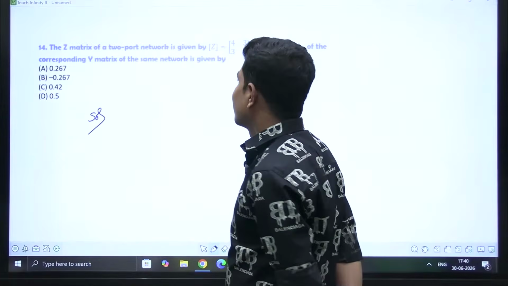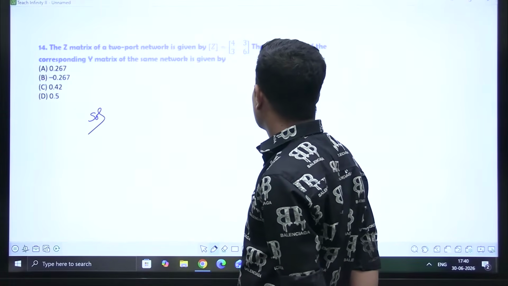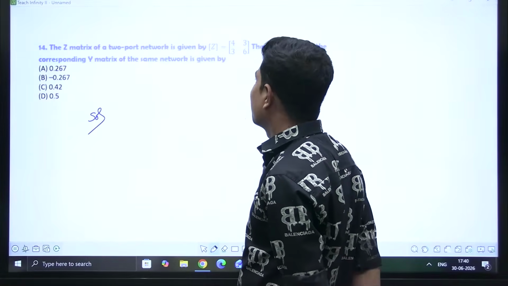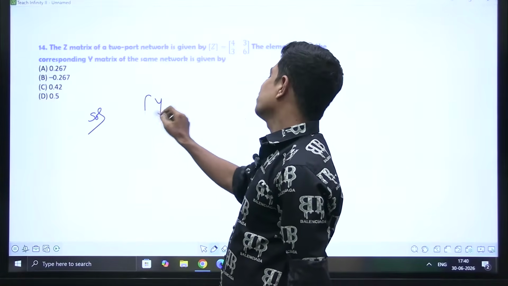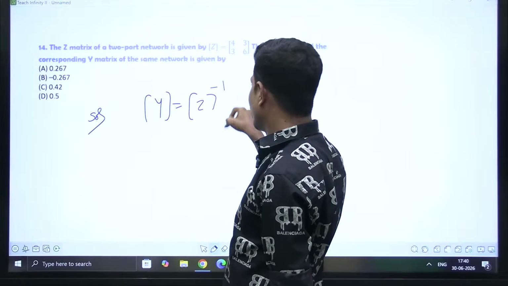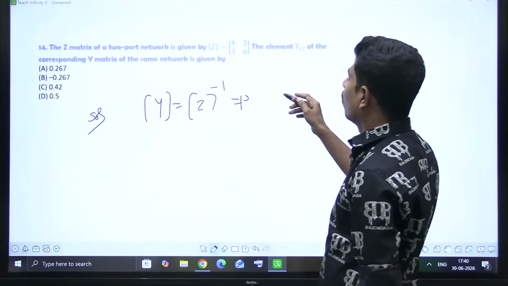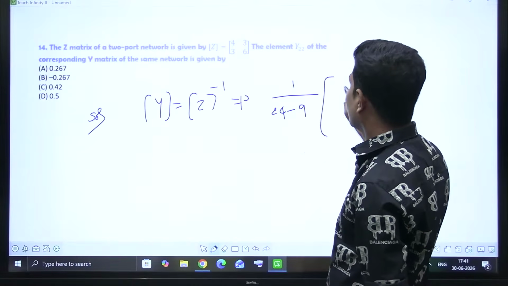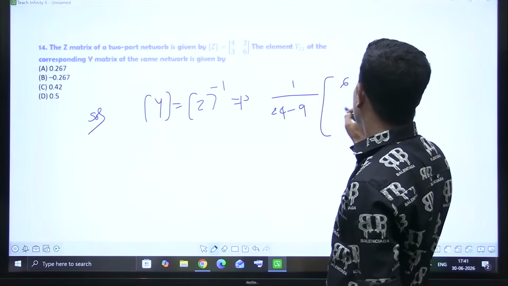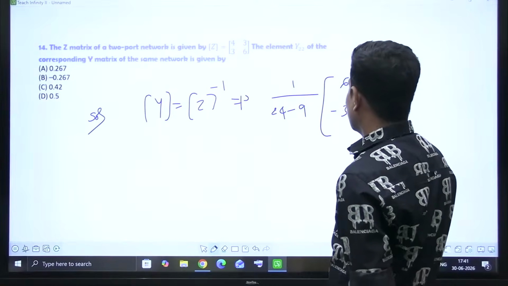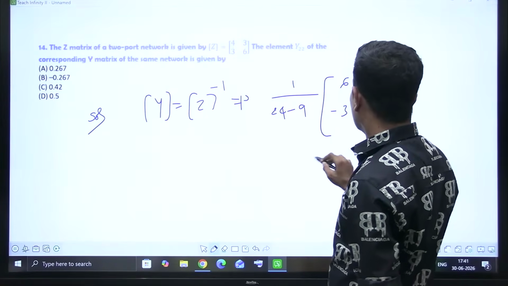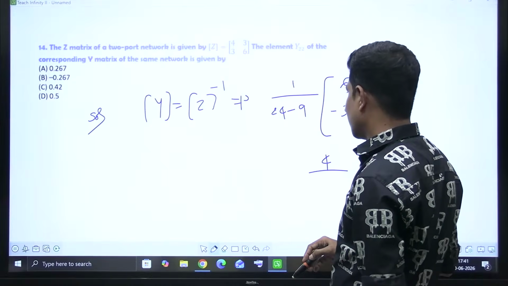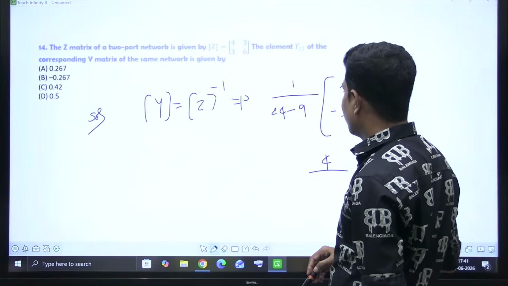That fellow given the Z matrix of two-port network is given by Z is equal to 4, 3, 3, 6. The element Y22 of the corresponding Y matrix of the same network. See, Y simply is inverse of Z, 2 by 2 matrix inverse. That's all he's asking. Now 1 by AD minus BC, how much it is? 24 minus 9. So this place can be exchanged. Here sign can be negative, right? That's all over. He's asking about Y22. 4 divided by how much it is? 24 minus 9. 20 minus 9 is how much? 11. 11 plus 4 is how much?